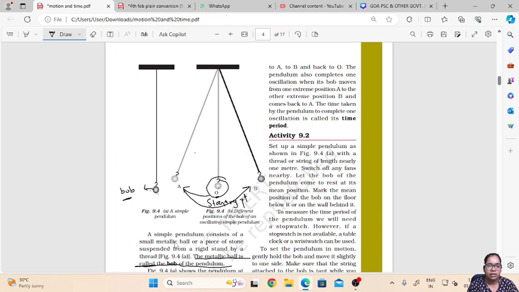That is, when we release the pendulum, what will happen? It will go forward to the A position, then it will go back to the B position, and again it will come to the O position. So when this whole circle is completed, we say that the pendulum has completed one oscillation, and this is called its time period. So this is how time is measured.